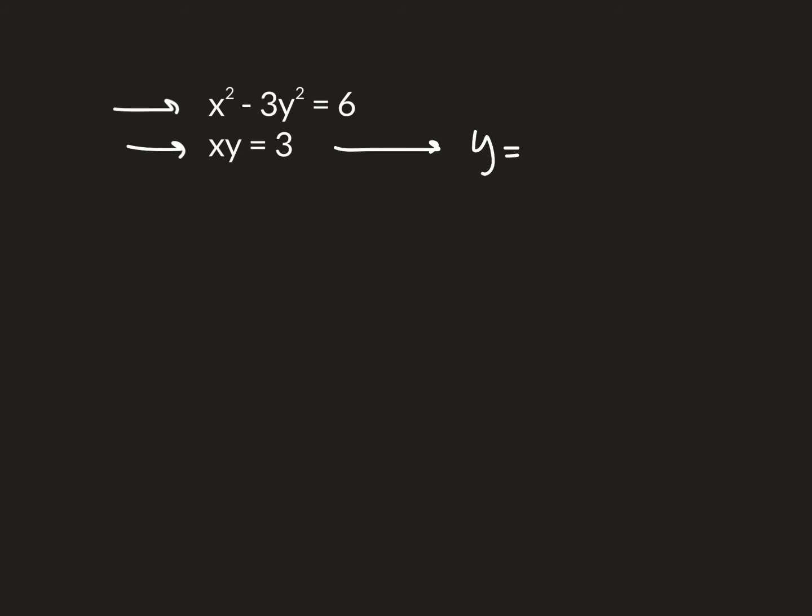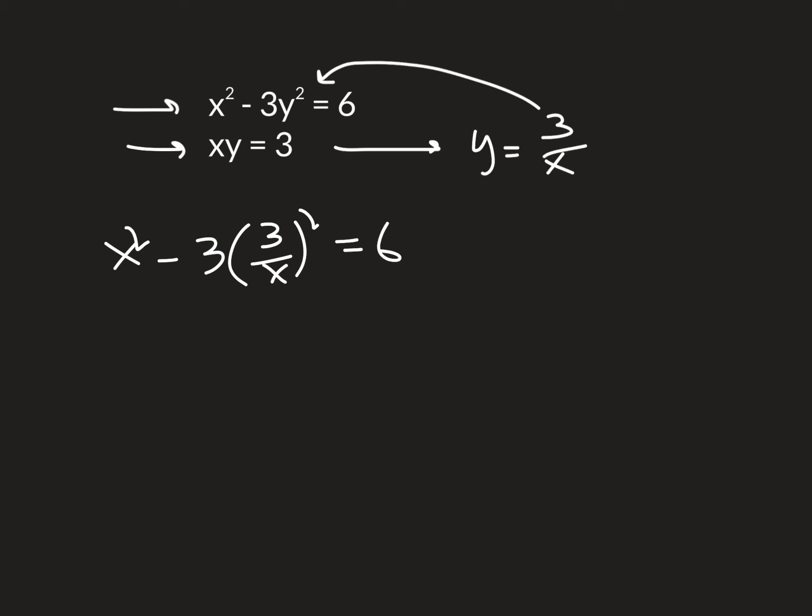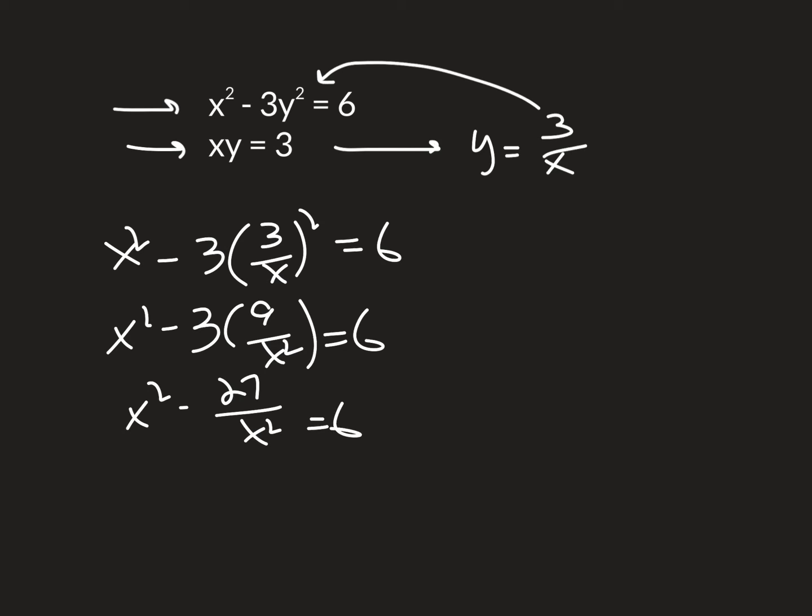I'm going to divide both sides by x in that bottom one and do this. y equals 3/x. I'm going to plug that in right there at the top. So I get x squared minus 3 times (3/x) squared equals 6. Just going to work through that real quick. Still got the 3 out here. If I square that, I get 9/x squared equals 6. Still going through there. 27/x squared equals 6.